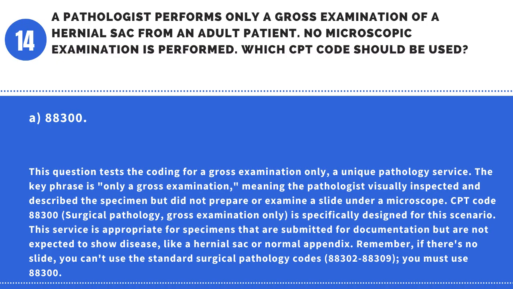Answer: A. 88300. This question tests the coding for a gross examination only, a unique pathology service. The key phrase is only a gross examination, meaning the pathologist visually inspected and described the specimen but did not prepare or examine a slide under a microscope. CPT code 88300, surgical pathology, gross examination only, is specifically designed for this scenario.